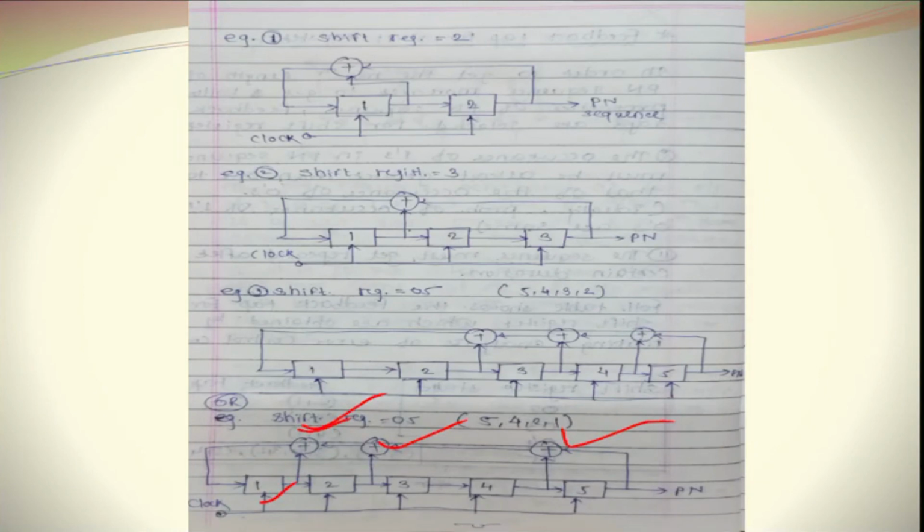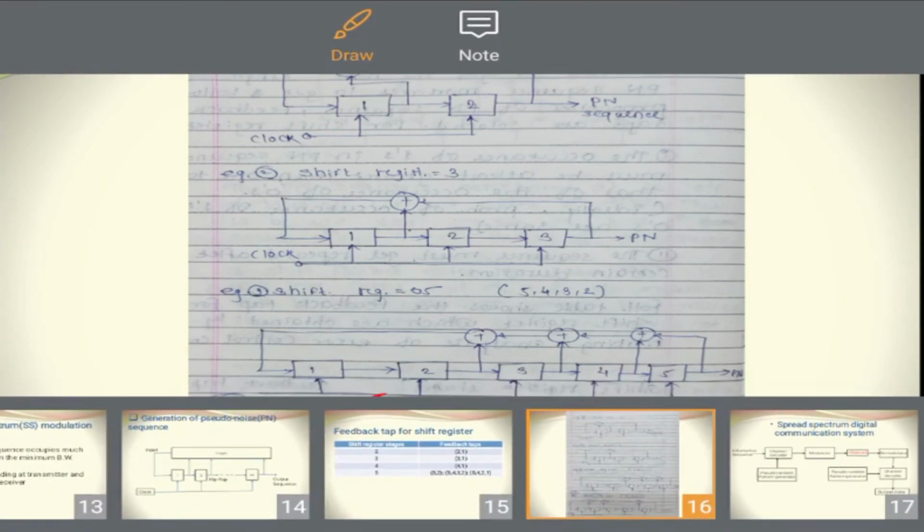In most of the cases, we get designs which have at least 2, 3 or 4 shift registers. So this is all about the PN sequence generator. Now in the next session, we are going to look at how to solve problems based on the PN sequence.